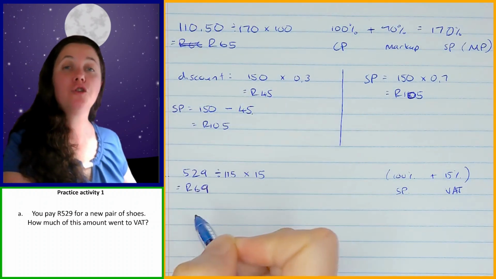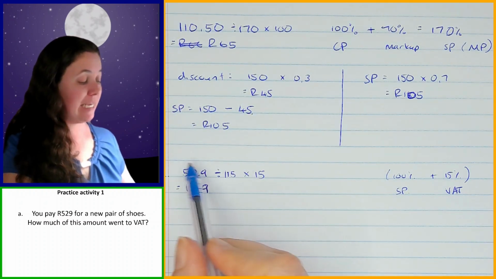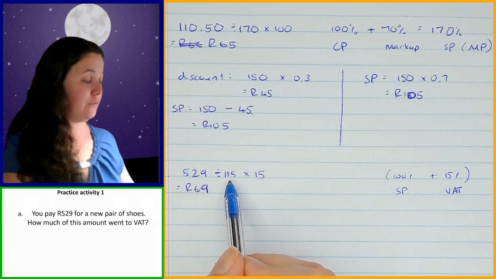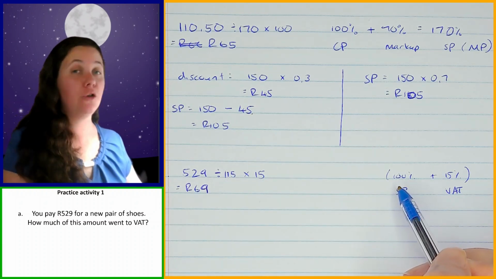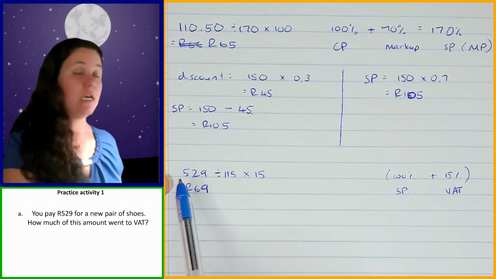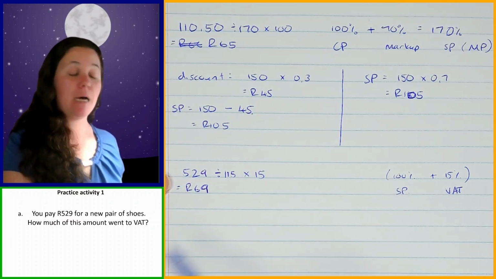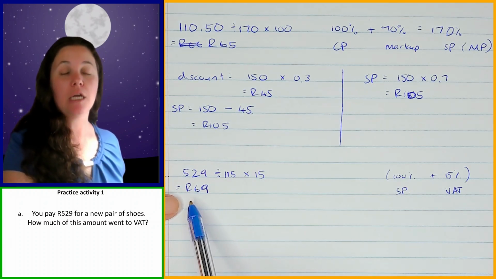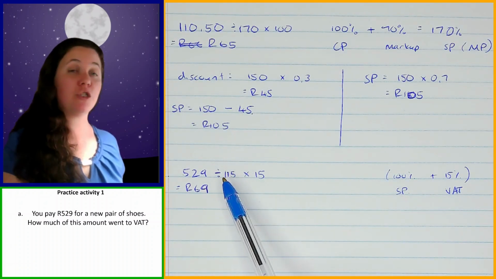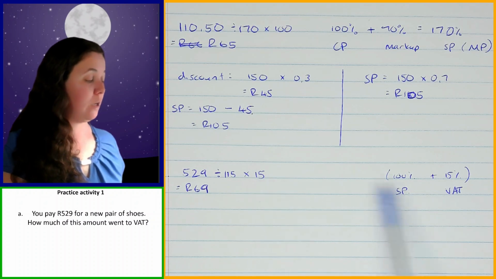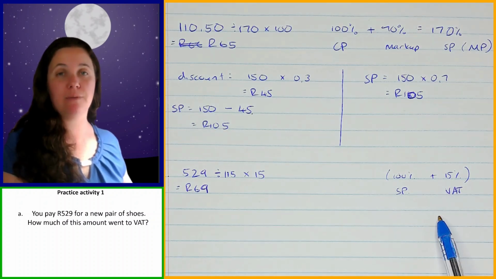Now, like I said, you could do this two ways. You could have taken the 529 divided by 115 and then multiplied by 100. That would give you the price excluding VAT. And then you would subtract 529 and that amount, and that would give you the 69 Rand. So there are two ways of doing it, but you can go straight to the answer by dividing by what you have and multiplying by what you want, which is the VAT, which is 15%.